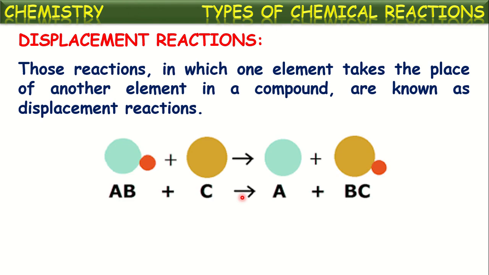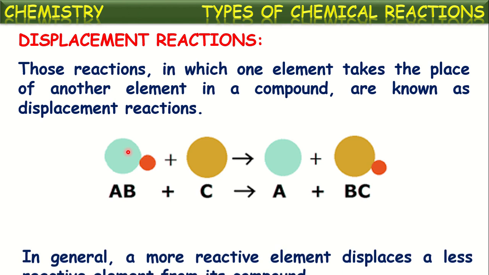See here, an example is given. AB is a chemical compound. It is combining with an element C. Now, here C replacing A and forming a new compound BC. So, here C replacing A. Such kind of reactions in which one element replaces another element from a compound are called chemical displacement reactions.